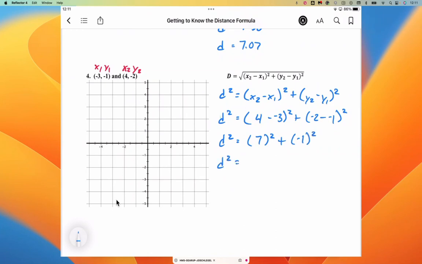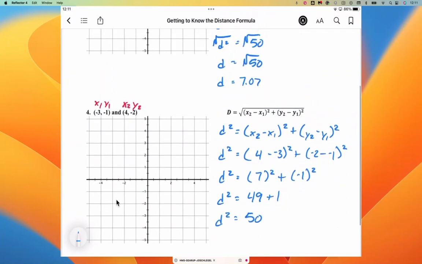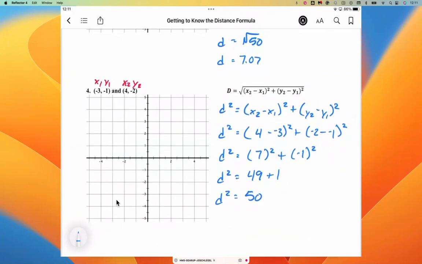So d squared is going to be equal to 7 times 7 is 49. -1 times -1 is going to be 1. So we get d squared is equal to 50. Isn't that what we just had? It is, the same as the one above it. Interesting. So the square root of d squared is equal to the square root of 50.